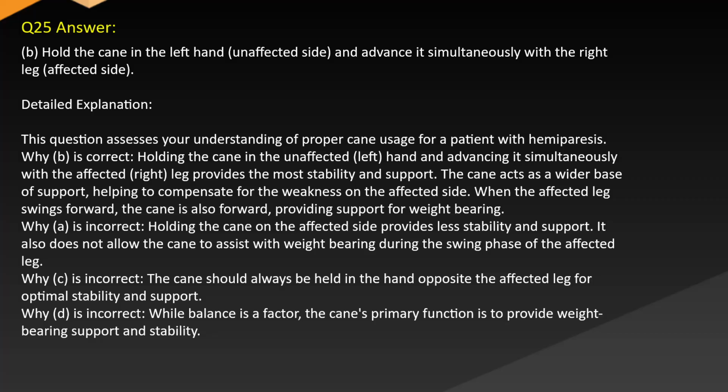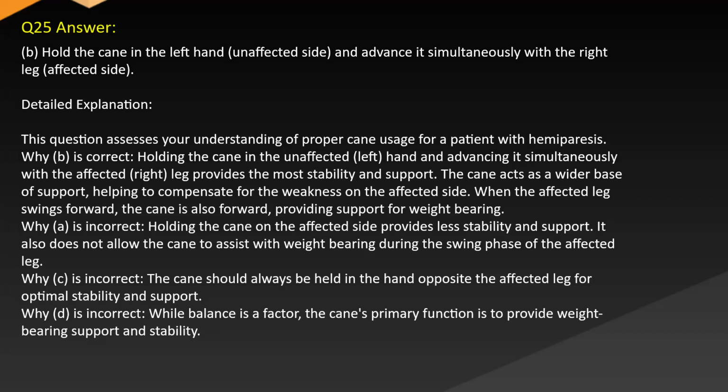Answer: B. Hold the cane in the left hand, unaffected side, and advance it simultaneously with the right leg, affected side. Detailed explanation. This question assesses your understanding of proper cane usage for a patient with hemiparesis. Why B is correct. Holding the cane in the unaffected left hand and advancing it simultaneously with the affected right leg provides the most stability and support.